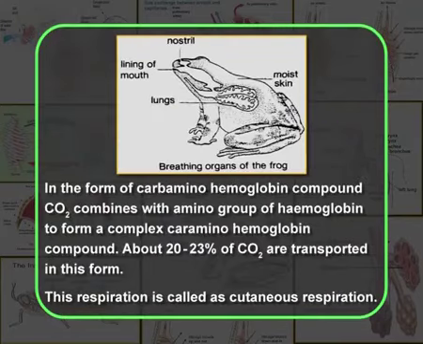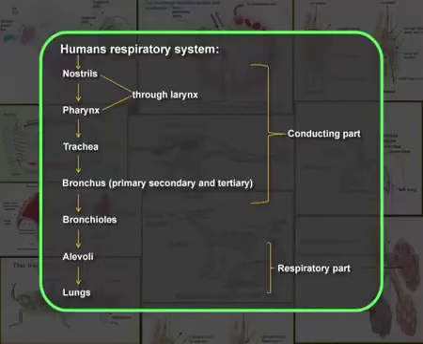In the form of carbaminohemoglobin compound, carbon dioxide combines with the amino group of hemoglobin to form a complex, the carbaminohemoglobin compound. About 20 to 23% of carbon dioxide is transported in this form. Now, our main focus is on the respiratory system of highly developed mammals, and that is human.